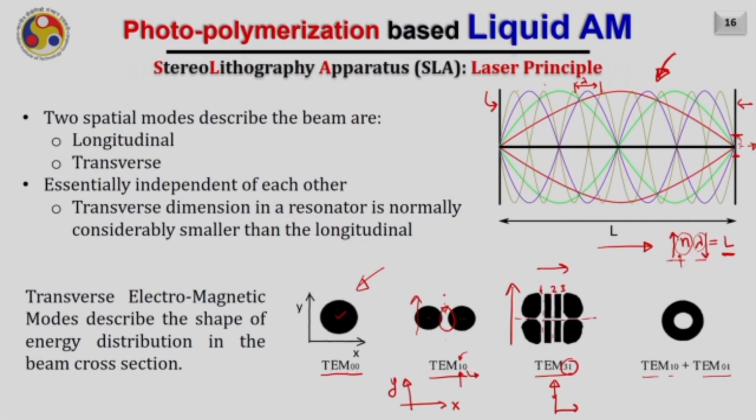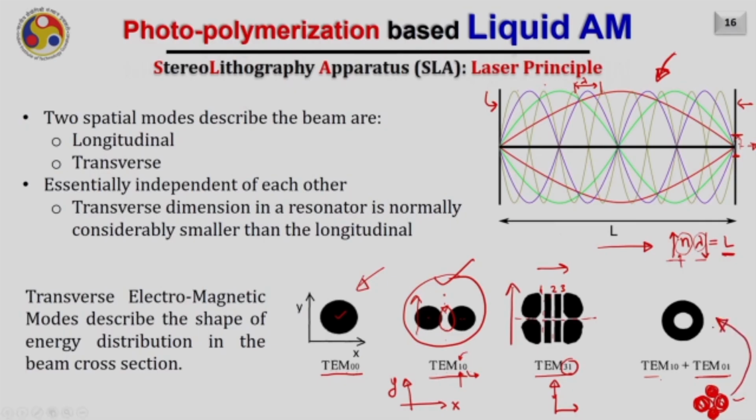Then there is a combination here, TEM01 plus TEM10. Meaning it is a combination of this particular one, which is TEM10, and if I draw the TEM01, that will look something like this. So a combination of this one and this one will look something like this, right? It will have a center spot where there will be no illumination. Hence, it will look something like a donut laser.